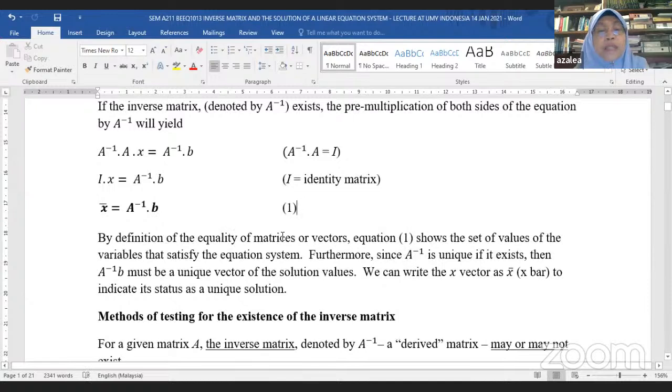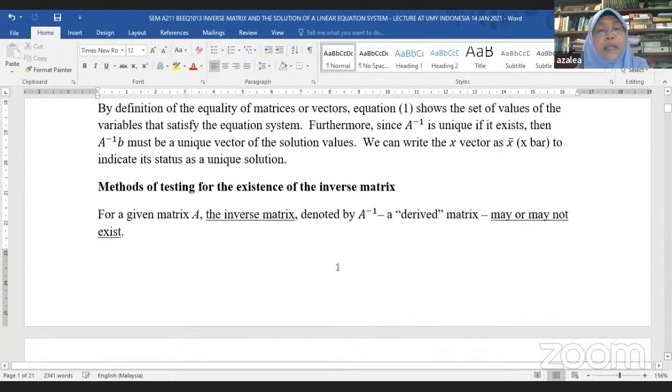By definition of the equality of matrices or vectors, equation 1 shows the set of values of the variables that satisfy the equation system. Also, since the inverse matrix is unique if it exists, there is only one of them. The solution must also be a unique vector of solution values. So we can write the X vector as X bar. You can also put X star to indicate that it is a unique solution. There will be one value for X and one value for Y.